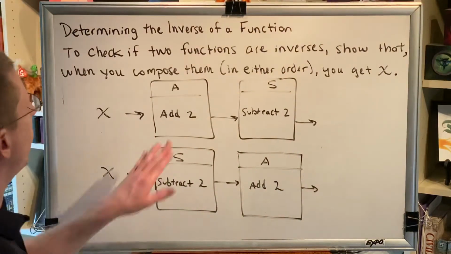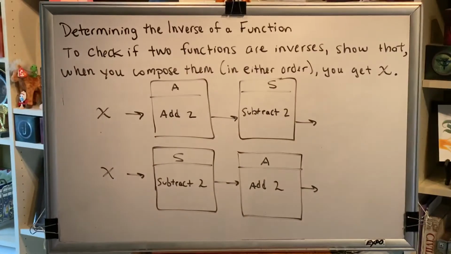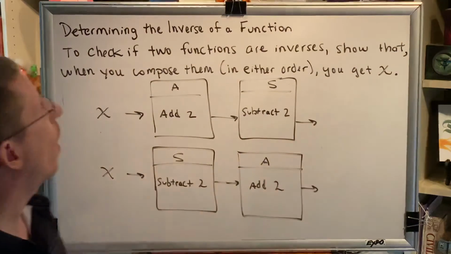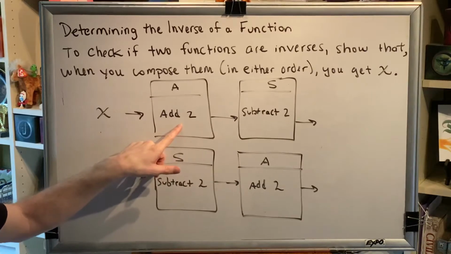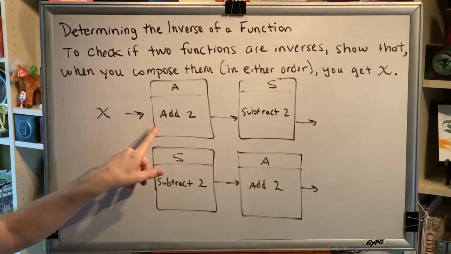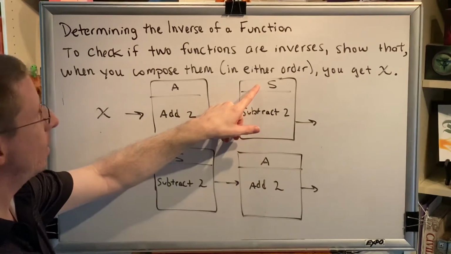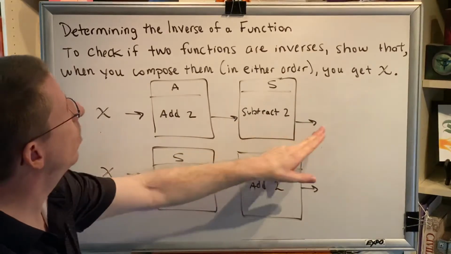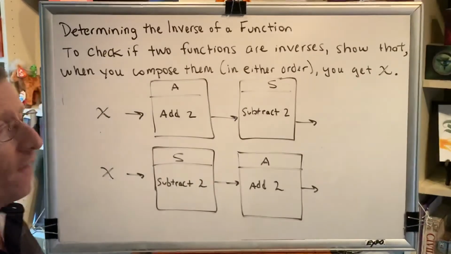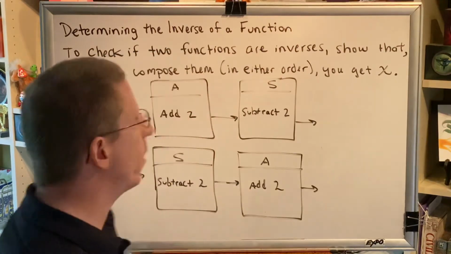So, if we want to know if two different functions are inverses of each other, all we have to do is to compose them together in both orders and show that if x goes into the first, that x will come out the last. Here's a simple example of this. We have a function called the a function. Its job is to add 2. So if something comes in, you add 2, and then something comes out. Then we have this other function, the s function. Its job is to subtract 2. So if something comes in, we subtract 2, and then the new thing comes out. Obviously, adding and subtracting are opposites. So let's show that they are inverses of one another.